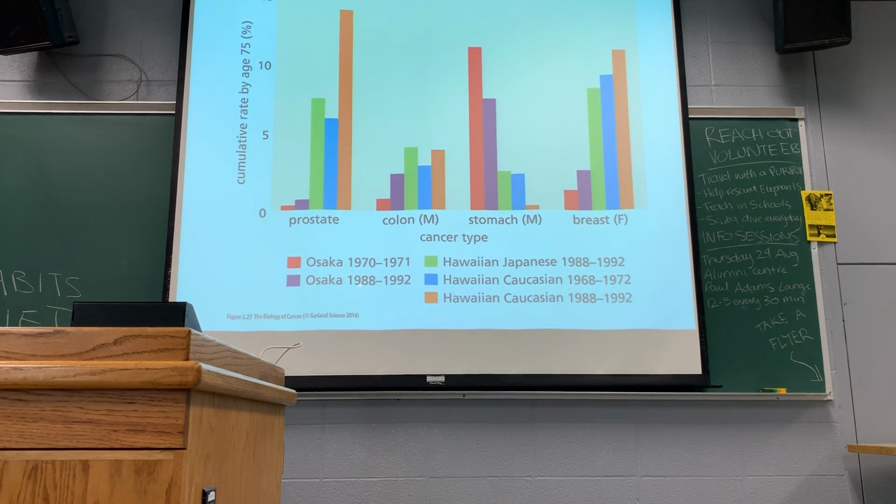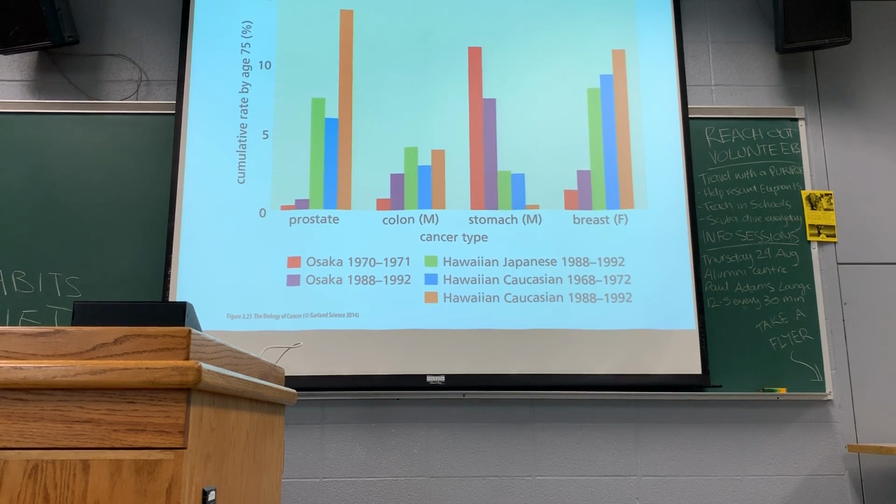So if you were in Japan in that time period, your cumulative rate by age 75 of prostate cancer is super low. It's 1% maybe. Okay. If you were a Hawaiian Caucasian in that same time period, your cumulative rate of prostate cancer is quite a lot higher than 1. It's maybe, what, 13%? That's a huge difference, right? Just in those two populations.